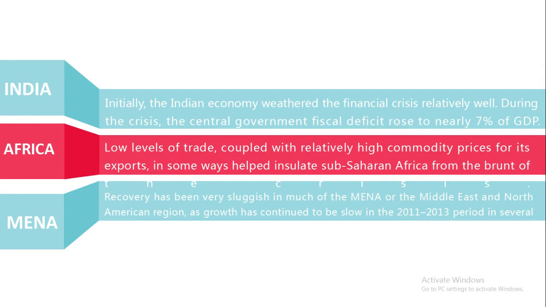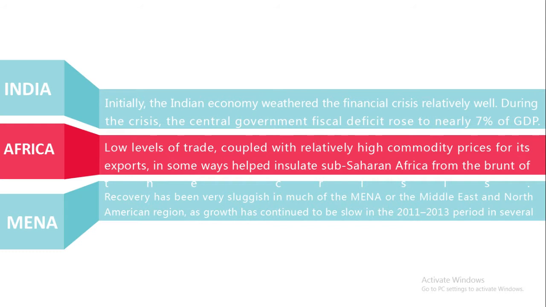Initially, the Indian economy weathered the financial crisis relatively well. During the crisis, the central government fiscal deficit rose to nearly 7% of GDP. GDP growth in India fell from its torrid pace of nearly 10% in 2007 to less than 4% in 2008, reflecting the impact of the crisis. It then recovered dramatically to almost 8.5% in 2009 and to nearly 10.5% in 2010, the first time growth ever topped 10% in India.